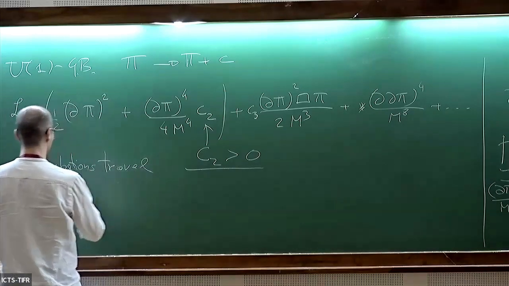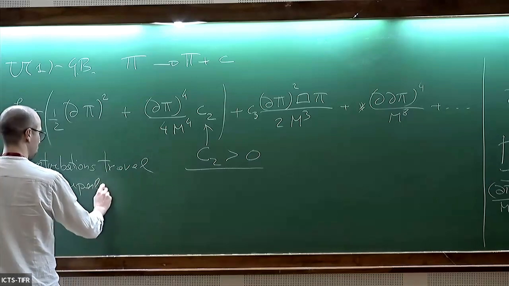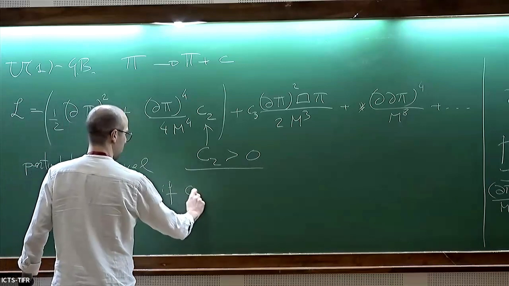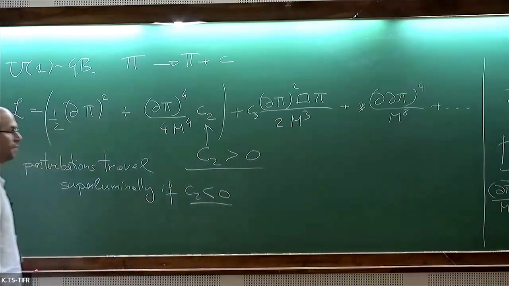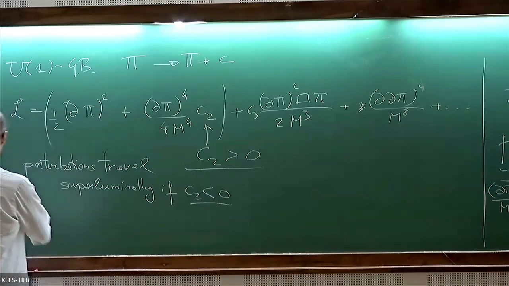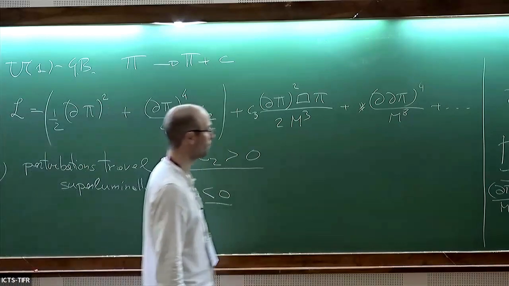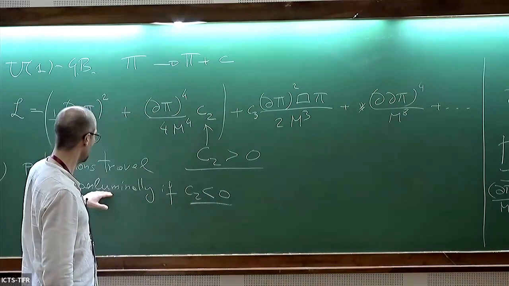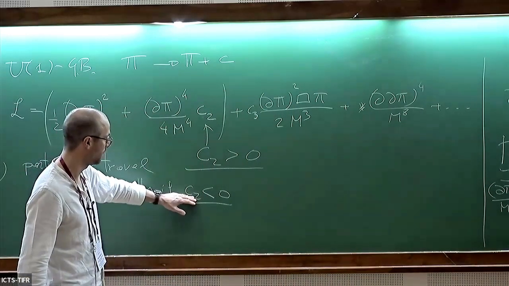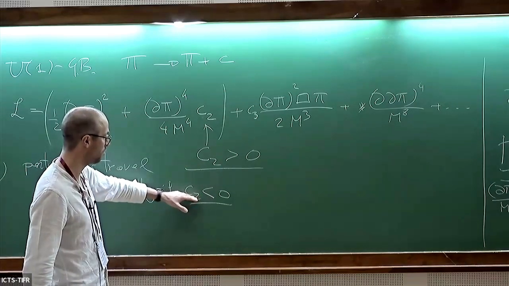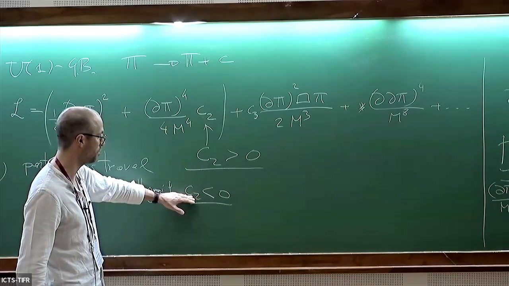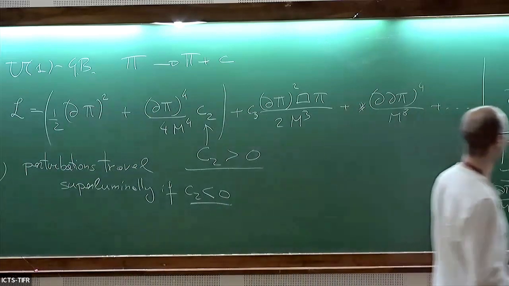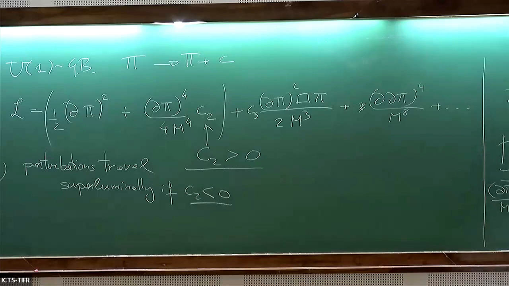travel luminally if C2 is negative. So that's the first thing I wanted to show you. Now, second thing. Even though the symmetry would allow you either sign, if you don't want to travel superluminally, have in mind that you're going to form closed time-like curves, then you have to require that C2 has to be positive.